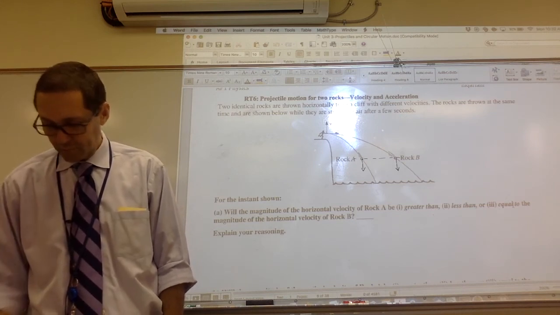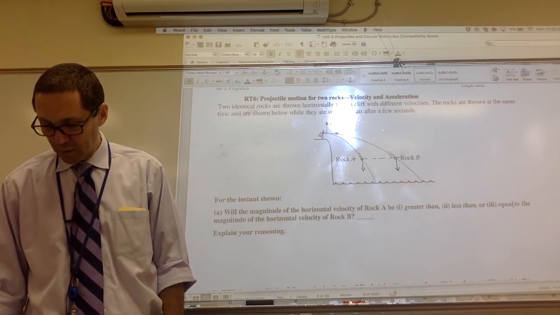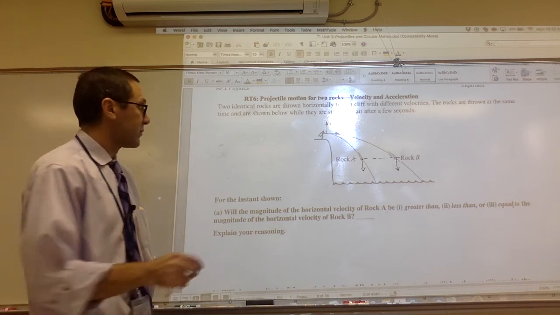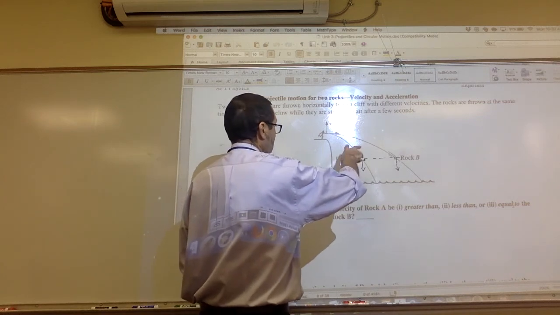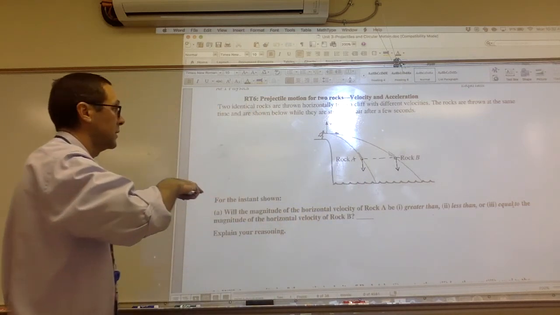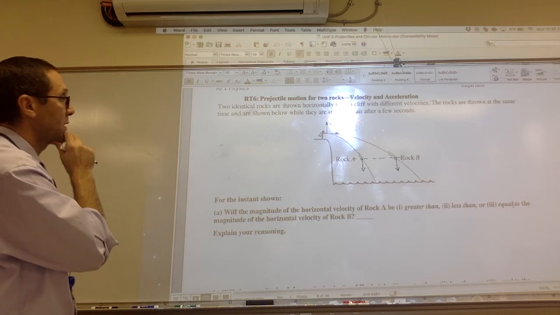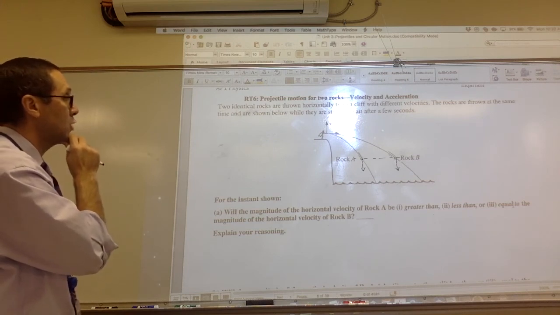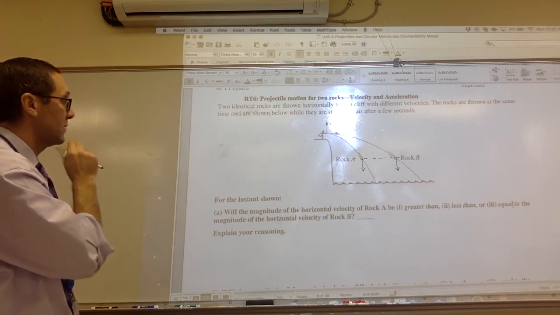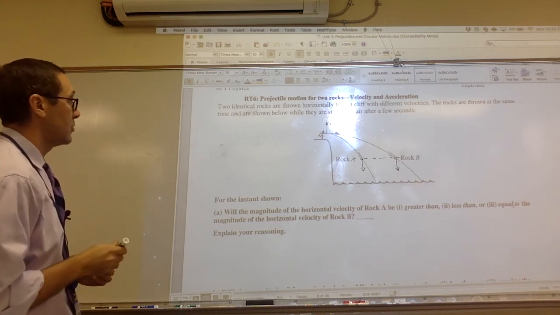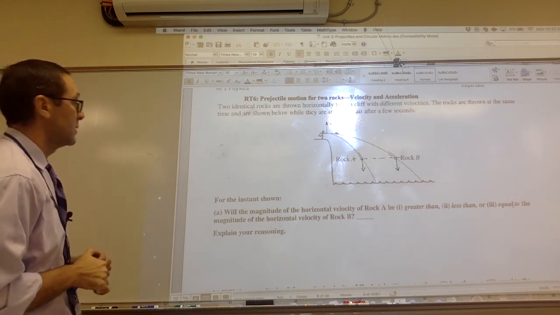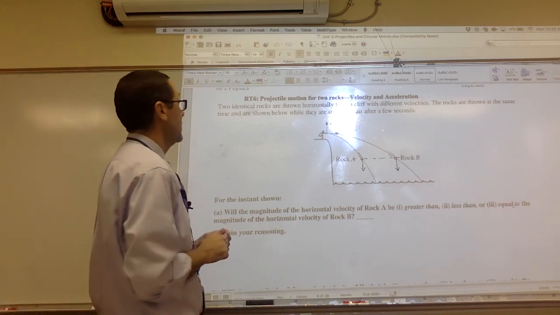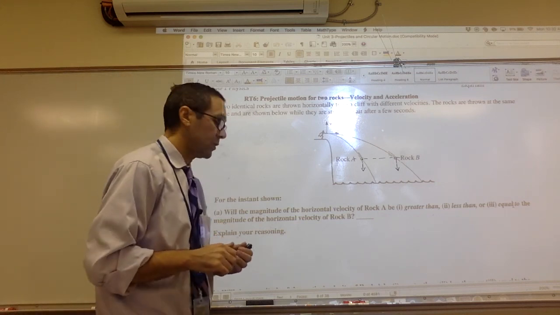And part D is, will the magnitude of the vertical acceleration of rock A be greater than, less than, or equal to the magnitude of the vertical acceleration of rock B? Well, as they're falling, the only force acting on them vertically is the force of gravity, right? So they should have the same vertical acceleration as they're falling. And that's the acceleration of gravity, which is negative 10 meters per second squared in the absence of air resistance. And that should do it.